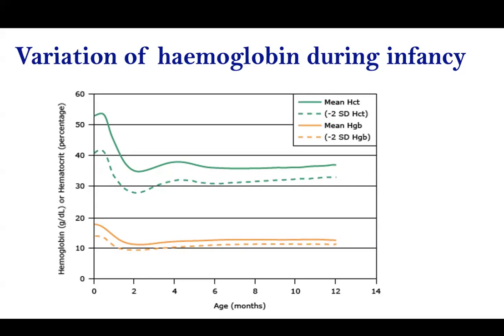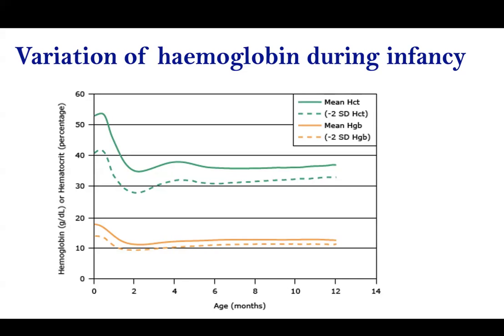But soon after birth, the hemoglobin drastically drops to a lower level, and the lowest value is found around 2 months of age. And even a hemoglobin of about 9.5, provided other things are normal, provided the clinical examination is normal, can be normal, which is known as physiological anemia of infancy.